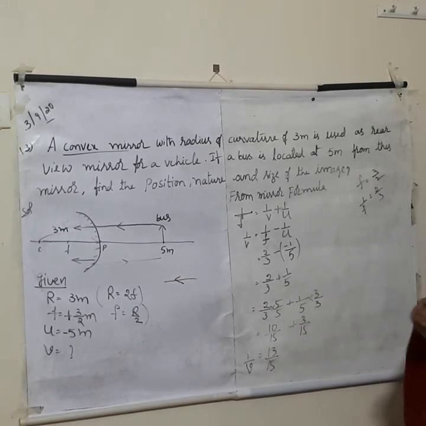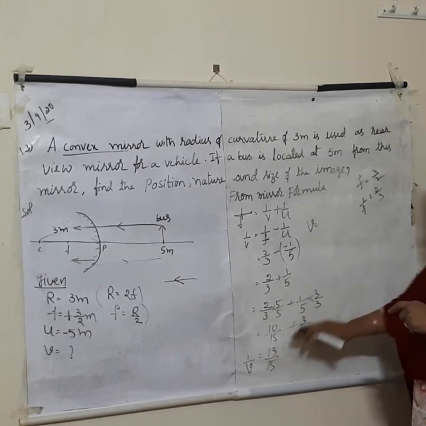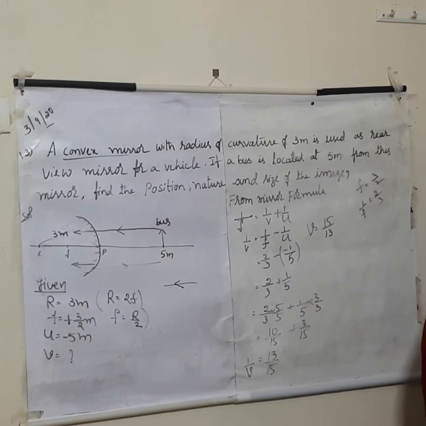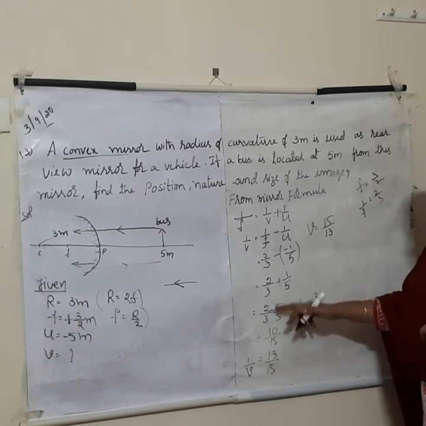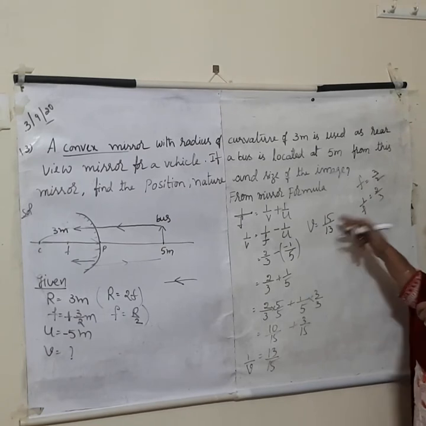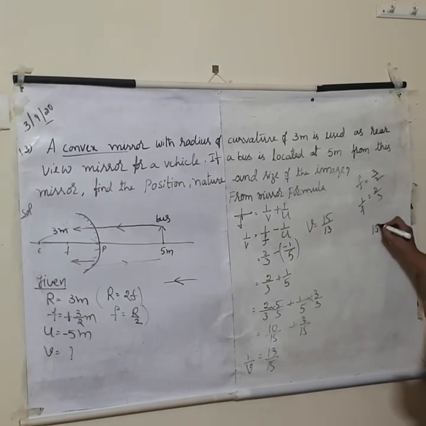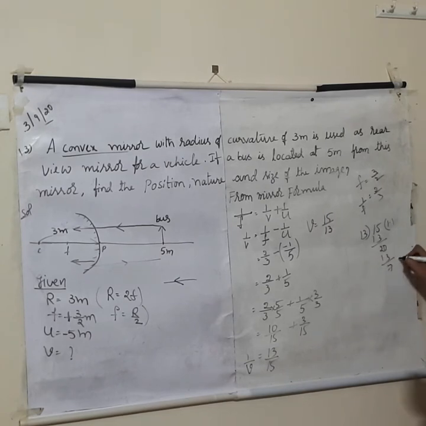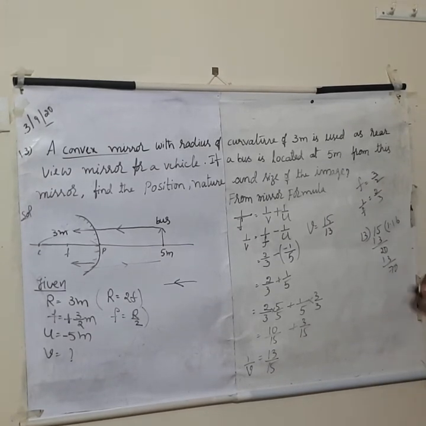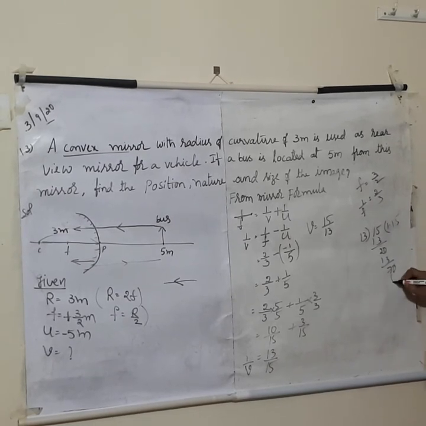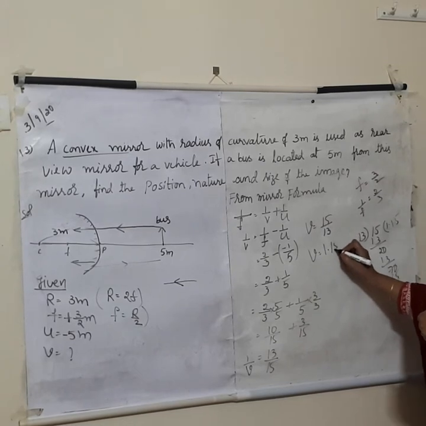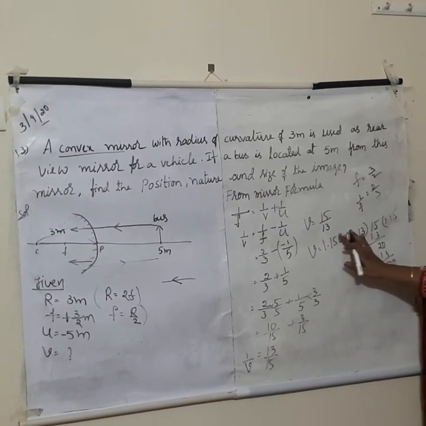But you don't want 1 by V. You want only the V value. So reverse this one. Then it becomes 15 by 13. And there is no negative value. Image distance is positive. So 15 by 13, when you simplify, 1 time, then remainder 2, 0, again 1 time, 7 times, and so on. Like that you may get. So here V is equal to 1.15 meters.